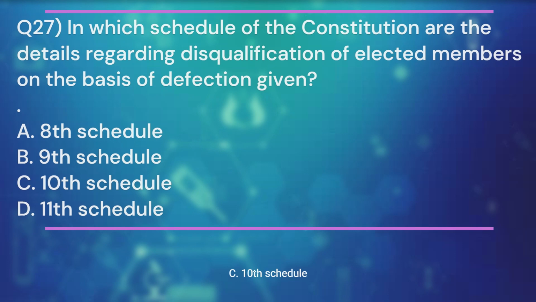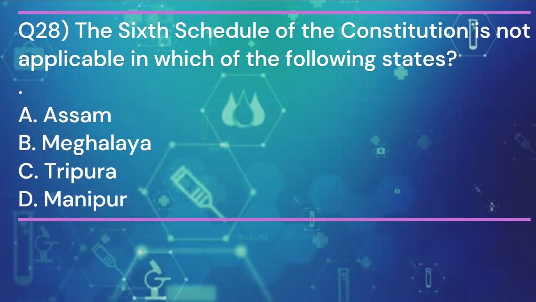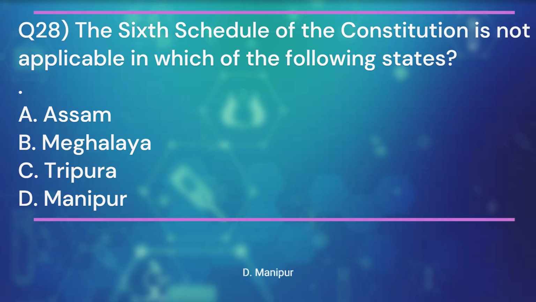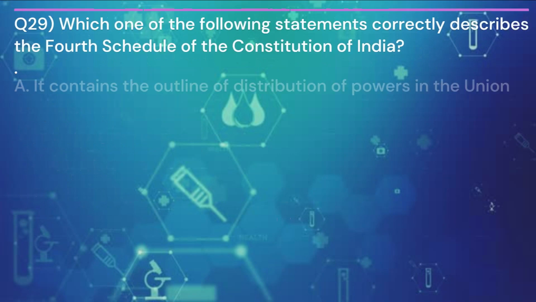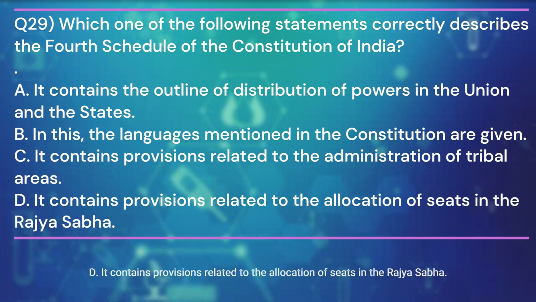10th schedule. Question 28. The sixth schedule of the Constitution is not applicable in which of the following states? And the answer is D. Manipur. Question 29. Which one of the following statements correctly describes the fourth schedule of the Constitution of India? And the answer is D. It contains provisions related to the allocation of seats in the Rajya Sabha.